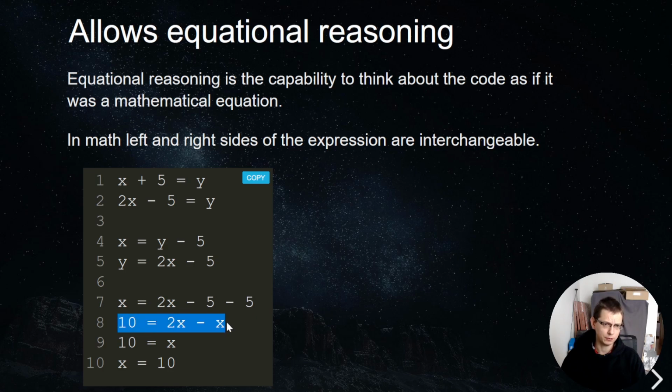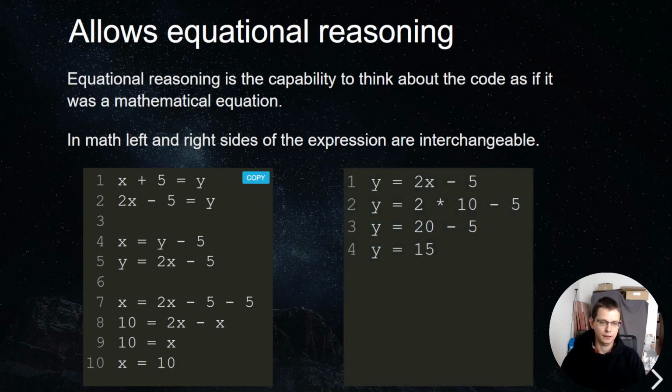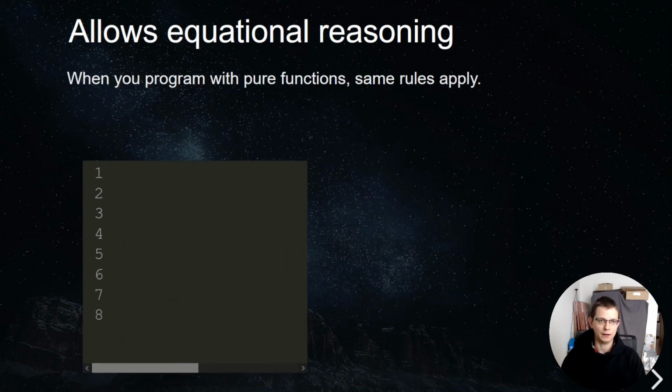And then you do some substitutions according to the mathematical rules, and you figure out that x is 10. And when you know x is 10, you can put that into this equation, right? You put x is 10 here, do the math, and you figure out that y is 15. So basically you move the data back and forth here.